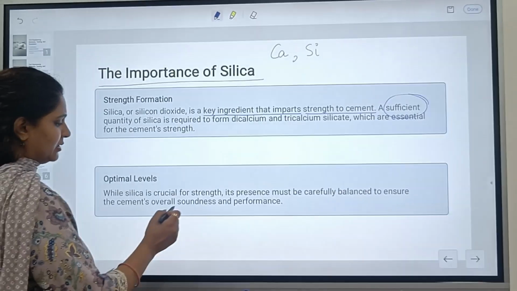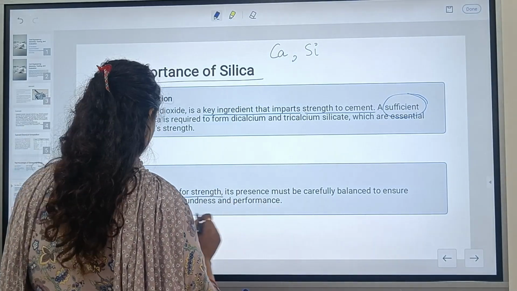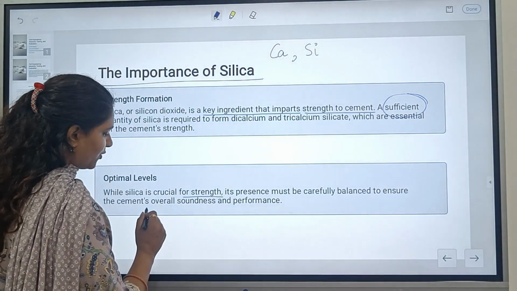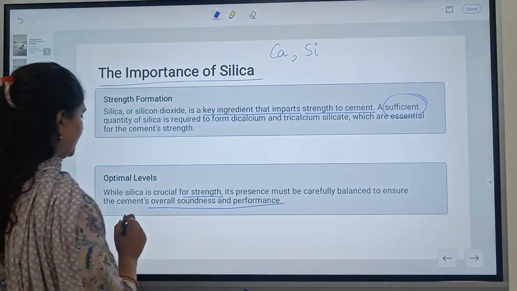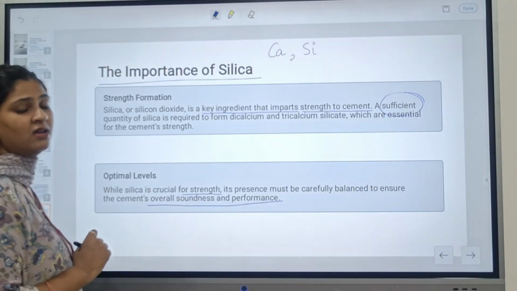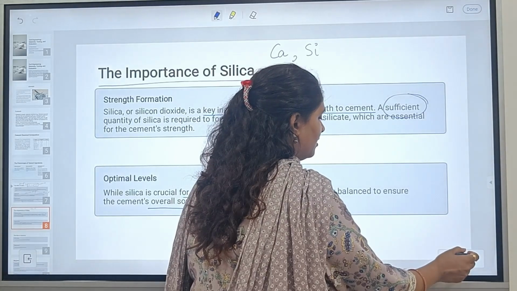Now, it provides strength. Otherwise, it will not give the overall soundness to the performance of the final structure.